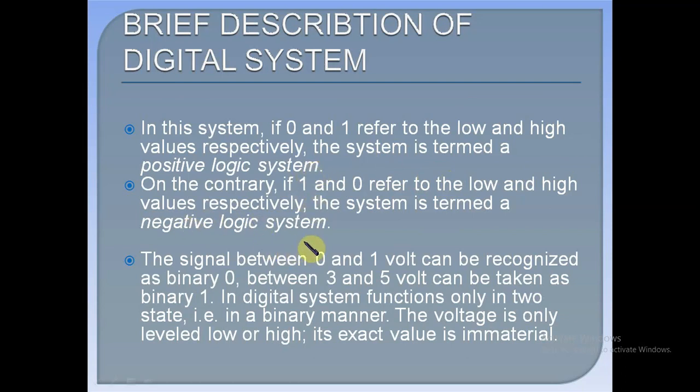A signal between 0 and 1 volt can be recognized as a binary 0. Then a signal between 3 and 5 volts is taken as a binary 1. A digital system functions in only two states, that is the binary manner, and the voltage is only at a low or high level, so it is expected to be low, otherwise high.